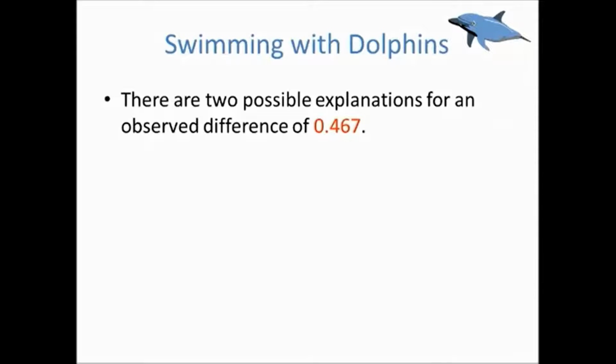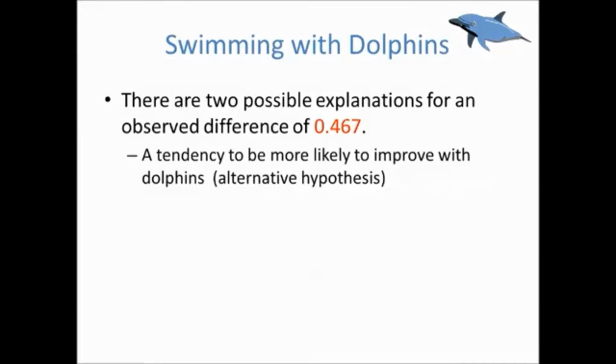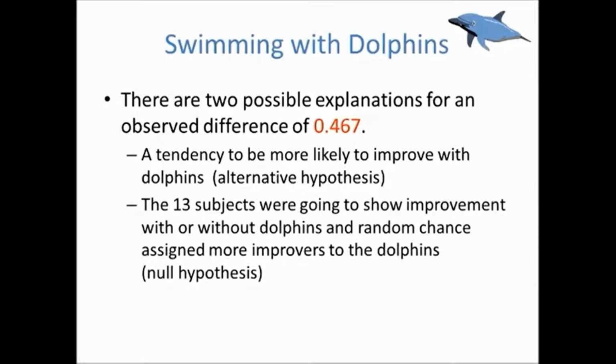Now, there are two possible explanations for this observed difference. It may reflect a genuine tendency for depressed individuals to be more likely to improve if their activities include dolphins. In other words, the dolphins really helped. Perhaps, however, the 13 subjects were going to show substantial improvement and the 17 were not, just by being participants in this experiment, regardless of which treatment group they were assigned to. And we just happened, by random chance alone, to assign more improvers to the dolphin therapy group.